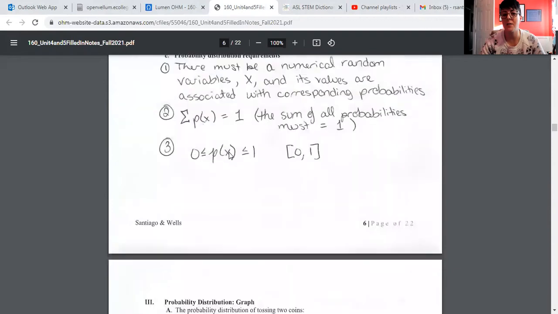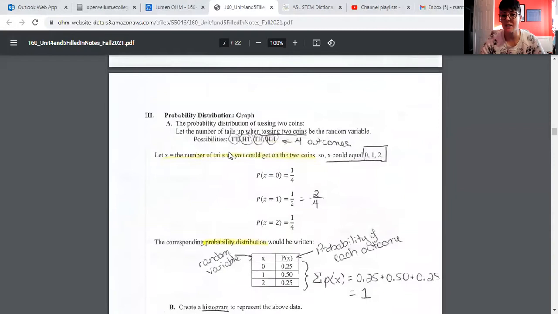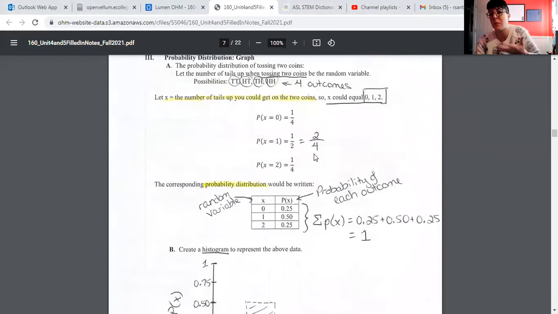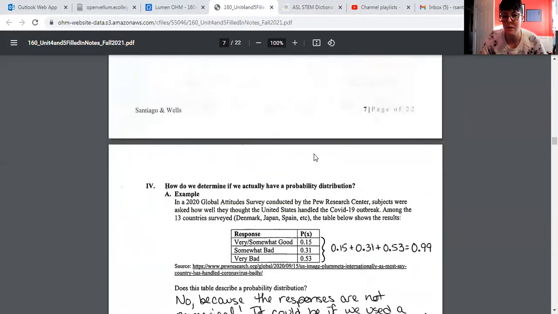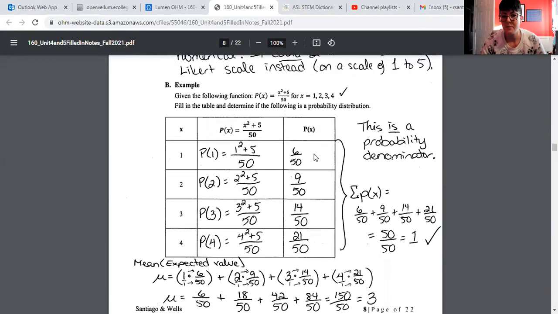So just think of when you are given a probability distribution, that X takes on a specific meaning. In this case, X is the number of tails you could get on the 2 coins, right? So it represents a specific value. That would be kind of similar to N, right? Yeah, I guess kind of. If you were listing all of the elements of your set, N is just the total number of values you have in your set.